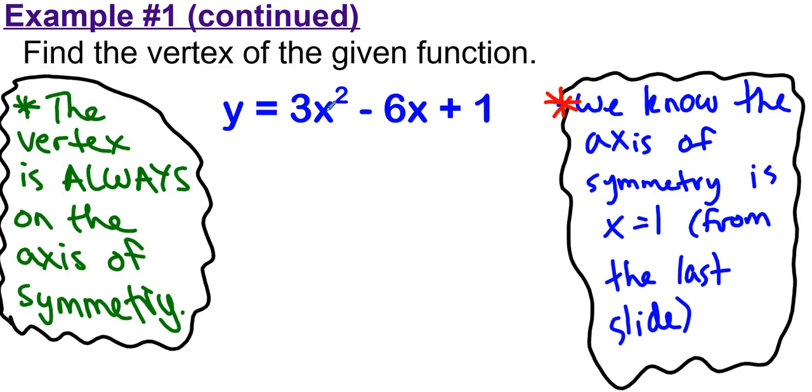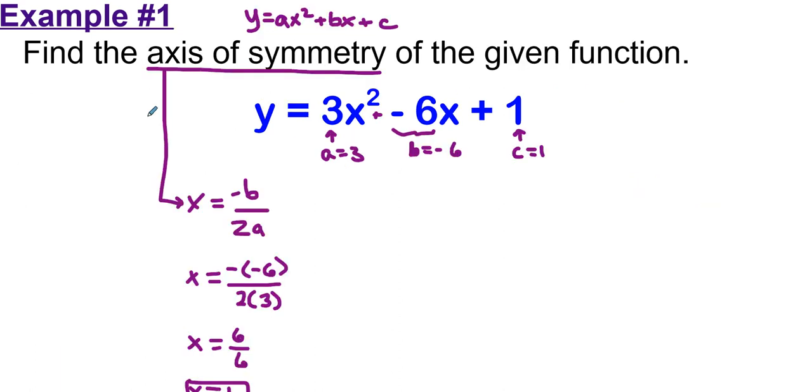Well, I make x 1, and now I can solve for y. That's how we do that. I put a couple of notes on here. I said the vertex is always on the axis of symmetry, as I verbally just said. And we know the axis of symmetry is x equals 1 from the last slide. So we just found that on here. We got x equals 1.